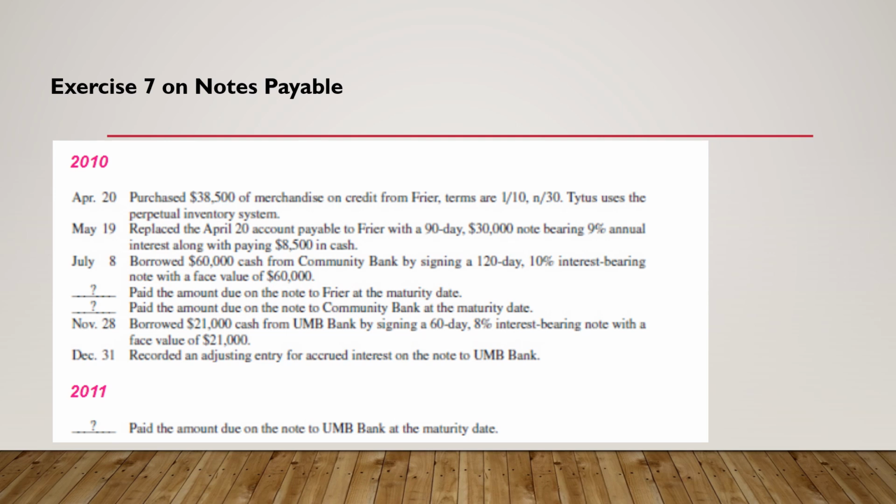Then on May 19th, the company replaced the April 20 accounts payable to Ferrar with a 90-day $30,000 note bearing 9% interest, along with paying $8,500 in cash. This means that the company, instead of the accounts payable that was recorded for April 20's purchase, replaced it with notes payable, a 90-day note with interest rate 9%, along with paying $8,500 cash beside the note.